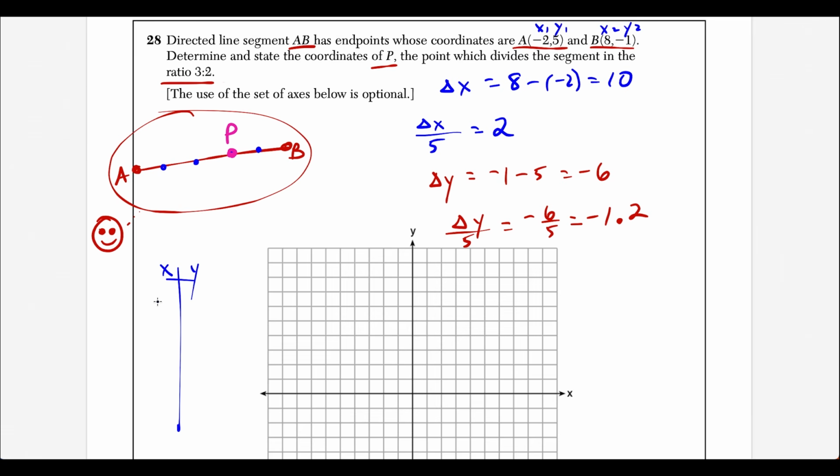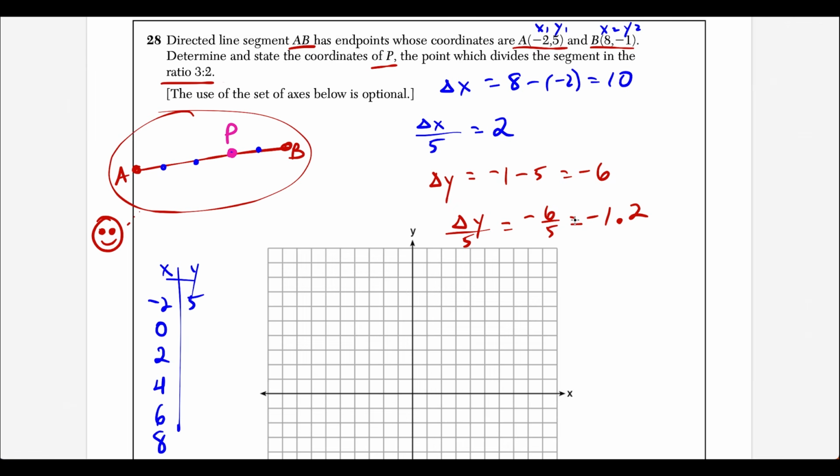So here, I'm starting at negative 2, 5, and now my x's, I'm going to change by 2 each time. So I go plus 2 gives me 0, plus another 2, plus another 2, another 2, and then here like this. And notice it takes me 1, 2, 3, 4, 5 jumps. That's the 5 equal parts we were talking about here.